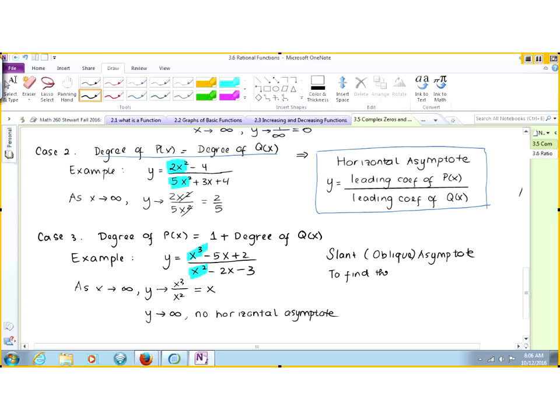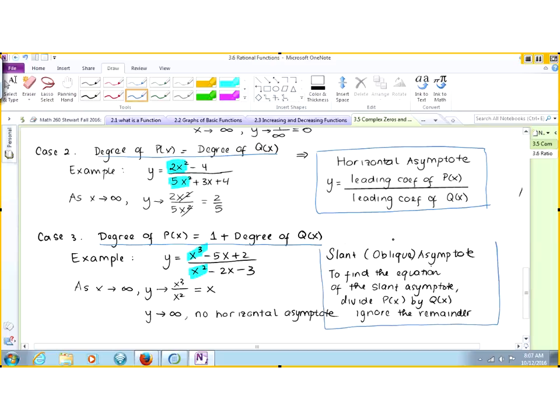To find the equation of the slant asymptote, which is going to be a line, divide p of x by q of x, and then we ignore the remainder. So you have to divide the top by the bottom, and then we ignore the remainder. So remember, ignore remainder.